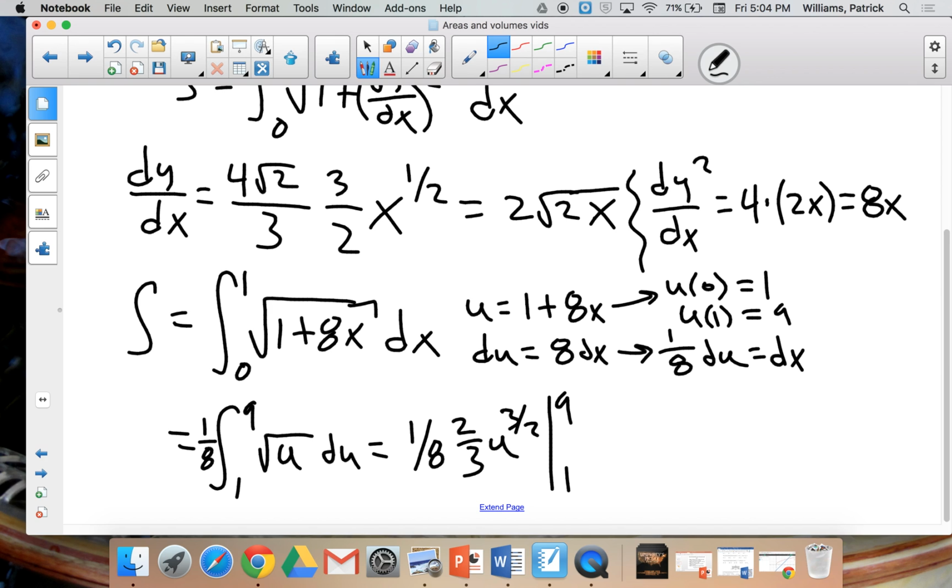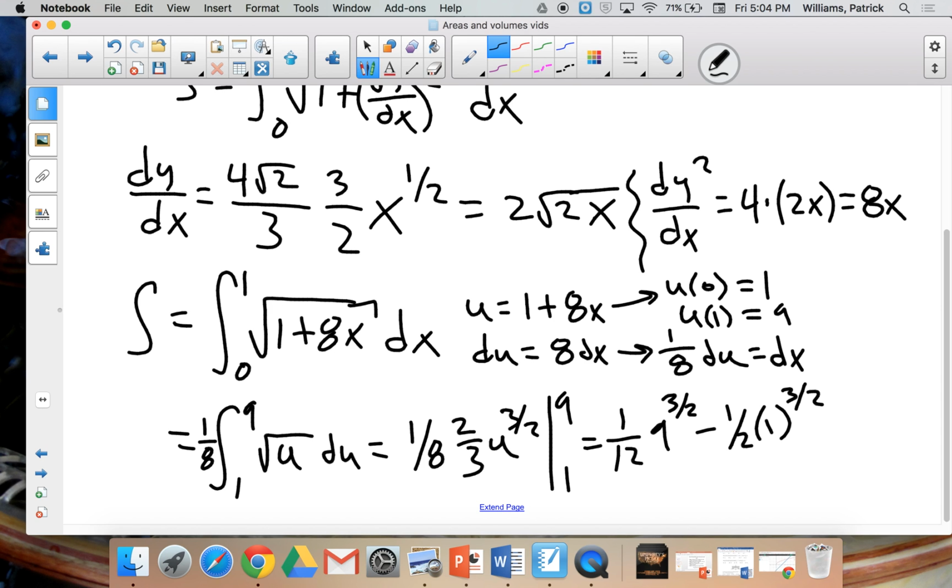All right, so if we evaluate this, let's simplify 1/8 times 2/3. That'll be 2/24, or 1/12. So 1/12 times 9 raised to the 3/2 minus 1/12 times 1 raised to the 3/2.